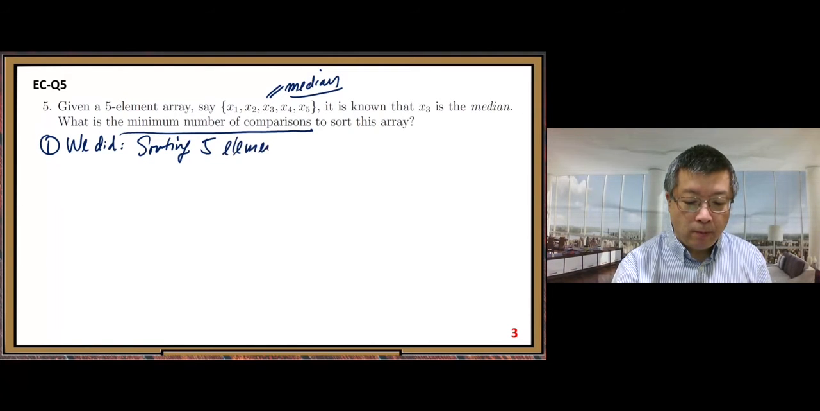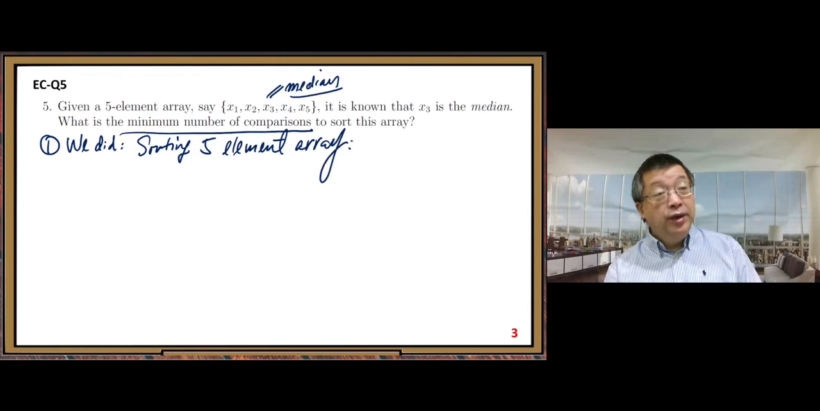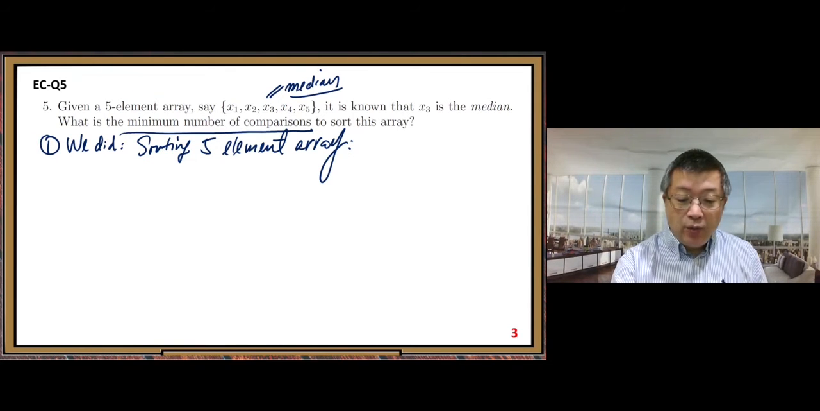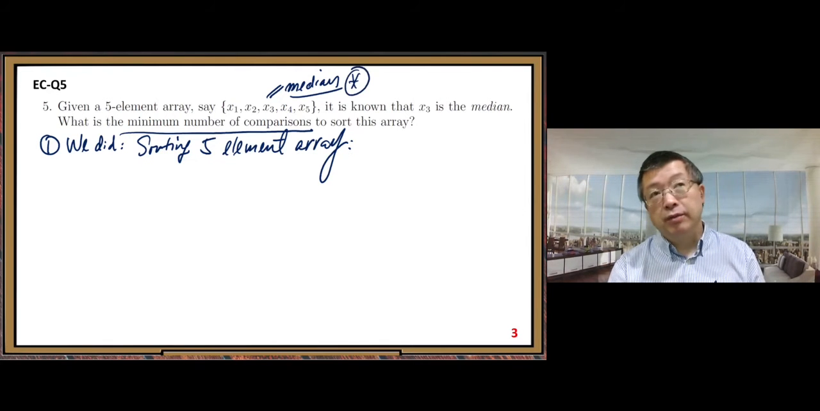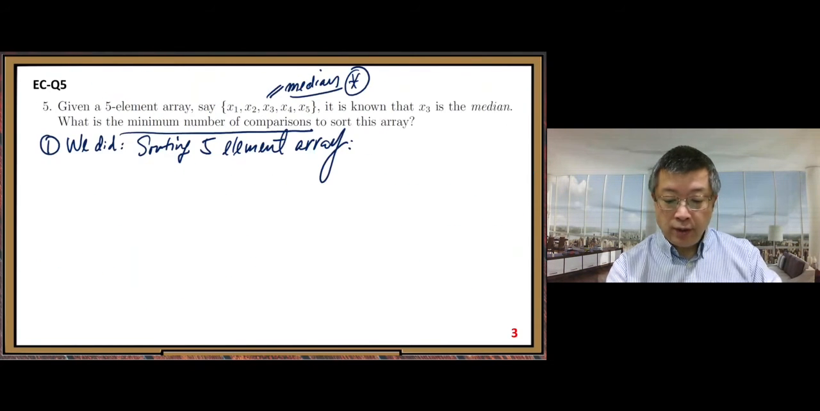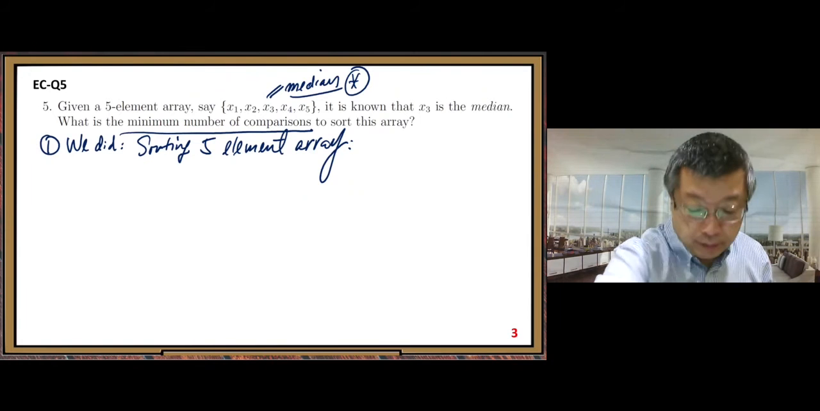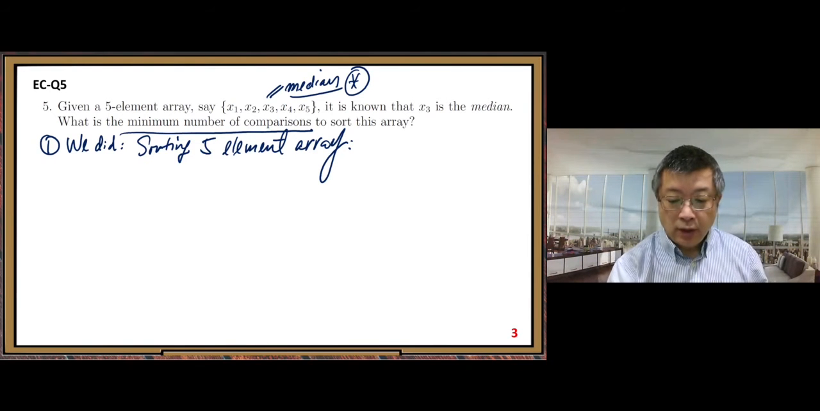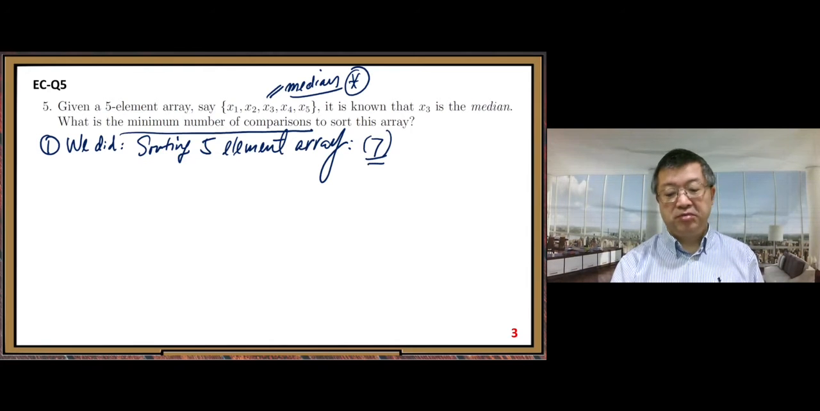5-element array, right? We did that. But when we did that, we didn't have this information. X3 is the median. We didn't have that. And our solution was 7 comparisons, right? Our solution, 7 comparisons. Okay?